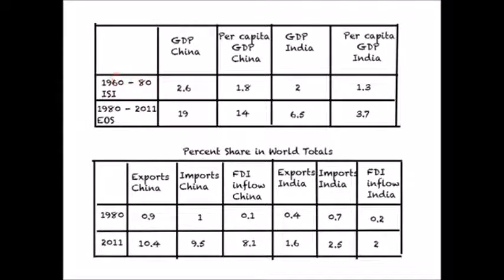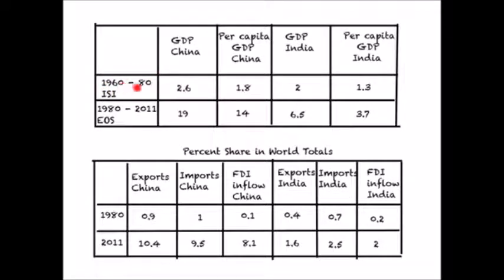Between 1960 and 1980, GDP in China in 1980 was 2.6 times higher than what it was in 1960. What about when China followed a more open economic policy? GDP increased 19 times as compared to 2.6 times under ISI. What about average income per person in China? Under more open foreign trade and investment policy, average income per person in 2011 was 14 times higher than what it was in 1980. And what was the corresponding figure under ISI? It was just 1.8 times. So what we have seen in the case of China is a significant increase in GDP and a significant increase in per capita GDP.